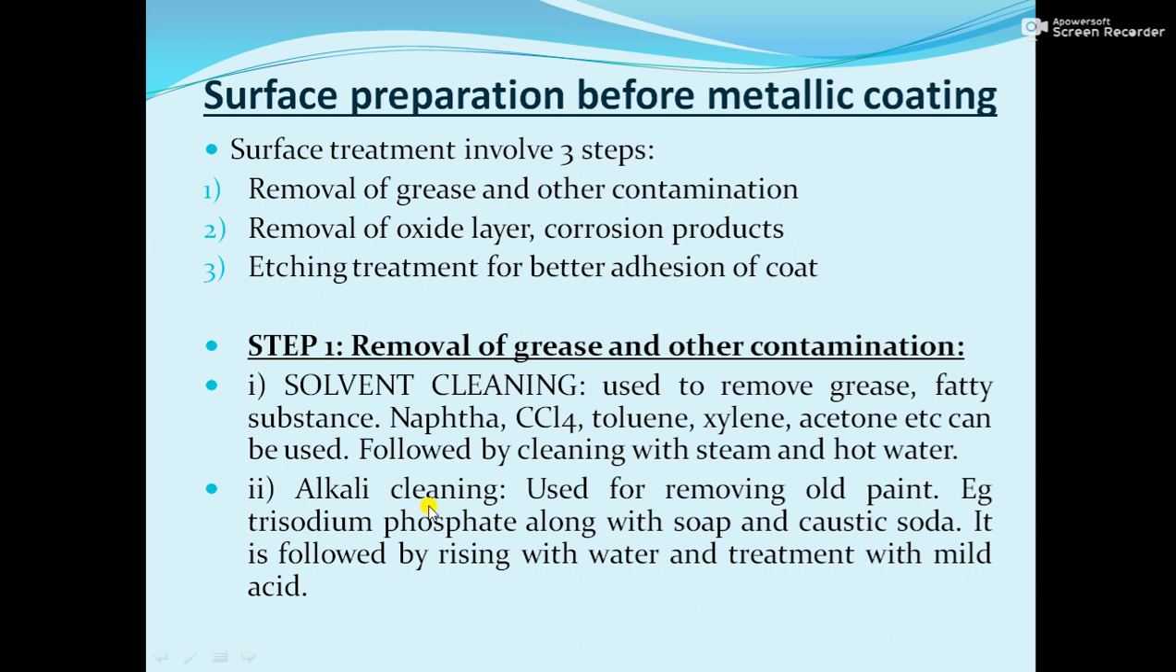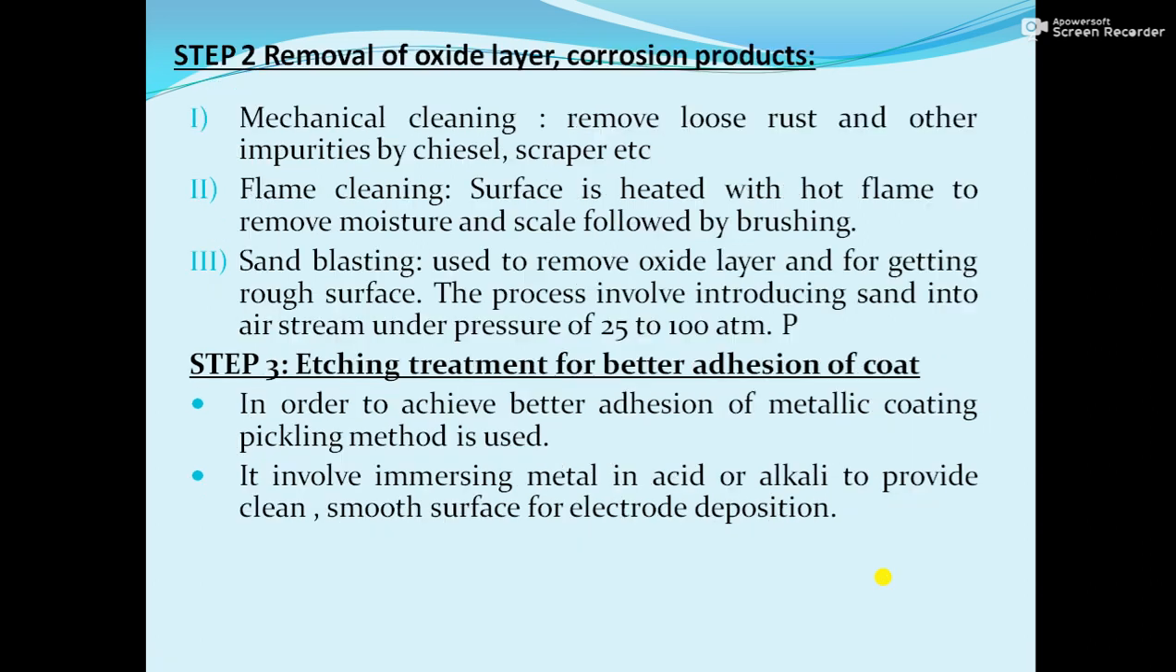Then the second step after solvent cleaning is alkaline cleaning. Alkaline cleaning is used for removing old paint coating from the metal surface. How is it done? In this, alkali cleaning agents like trisodium phosphate along with soap and caustic soda are used. It is followed by rinsing with water and treatment with a mild acid.